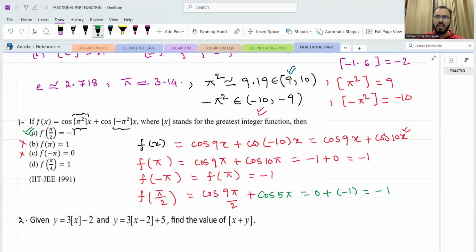In this we have used how to find the integral part of pi square, the integral part of minus pi square. They may ask the integral part of e square, the integral part of minus e square, etc. Well, moving to the next question.